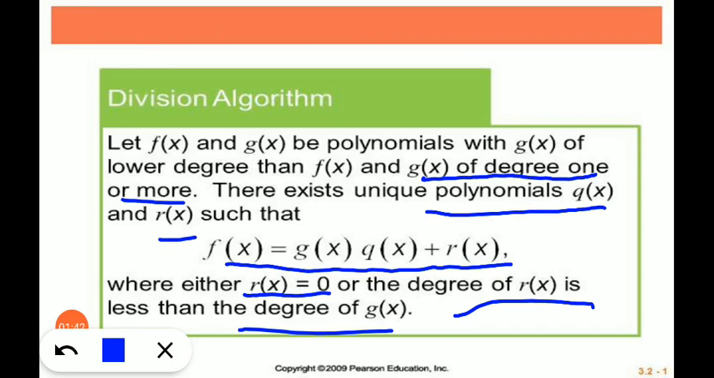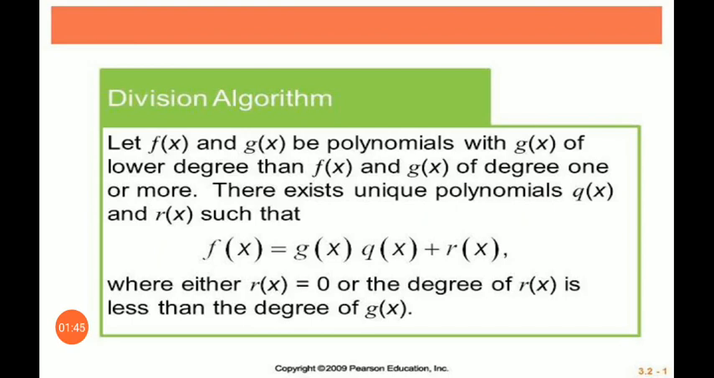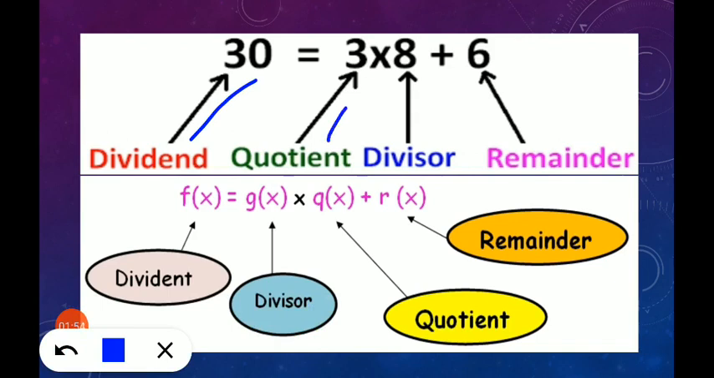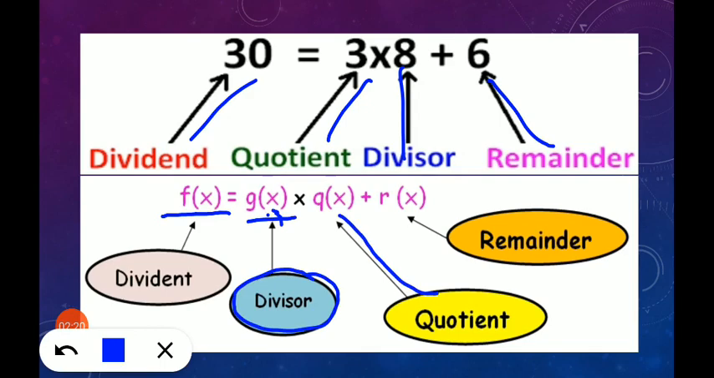This is just like the division method which you have studied earlier for numbers. Here we will do the comparison. What we have studied: dividend is equal to divisor into quotient plus remainder. Here the division algorithm says f(x) and g(x) are two polynomials, the degree of g(x) is less than the degree of f(x), which means g(x) is smaller than f(x). So dividend is f(x) equal to g(x) divisor into q(x) quotient plus r(x) remainder.